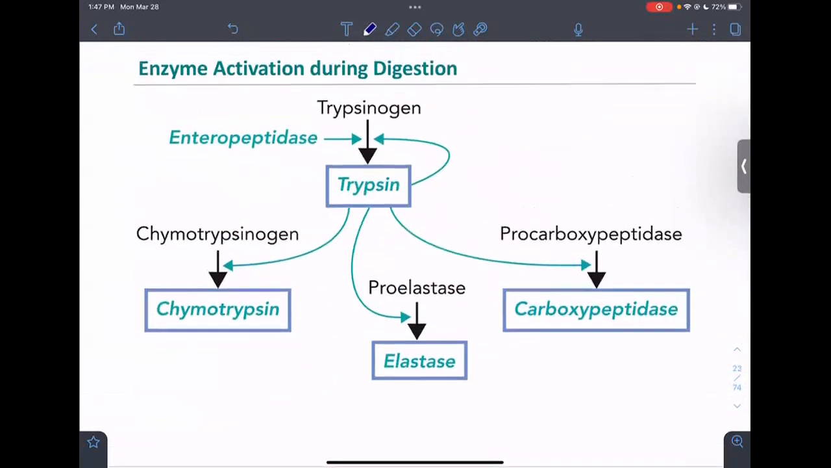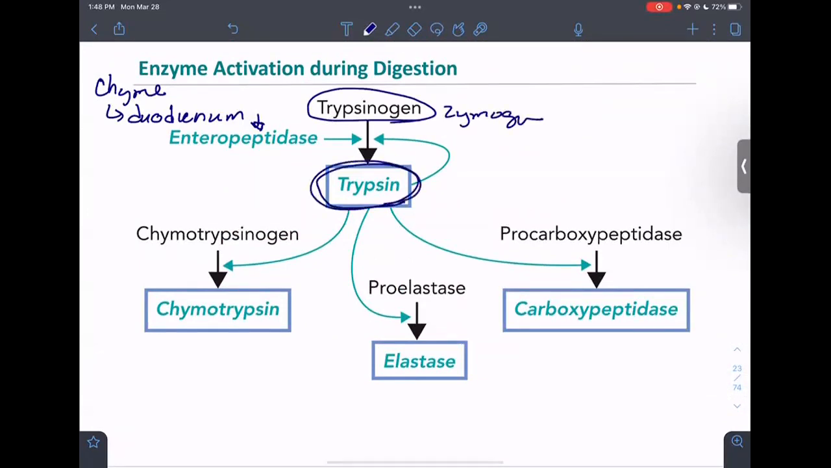So let's look at that enzyme activation that happens during digestion. Remember, we have chyme, and the chyme enters the duodenum. And then one of the things that gets released as that chyme enters the duodenum is enteropeptidase. The enteropeptidase will actually cleave the zymogen trypsinogen, right?